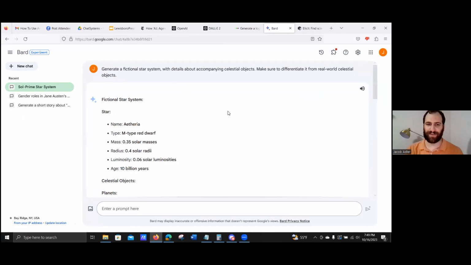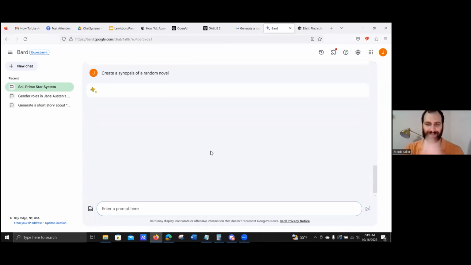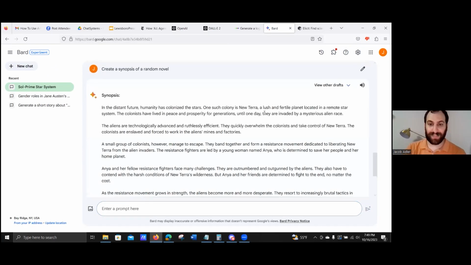So over here we have Google's Bard. I was messing around with it a little bit before, but let's say we did something like, create a synopsis of a random novel, just as something to make some text. And just to show you what these responses look like, it takes a little bit longer than ChatGPT, as you can see. So, okay, we have a very dramatic reading here.